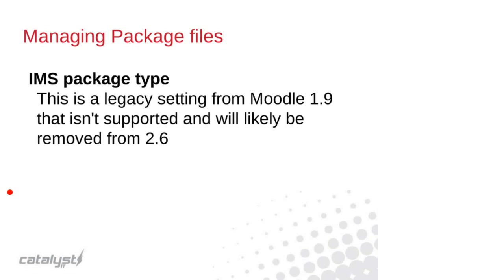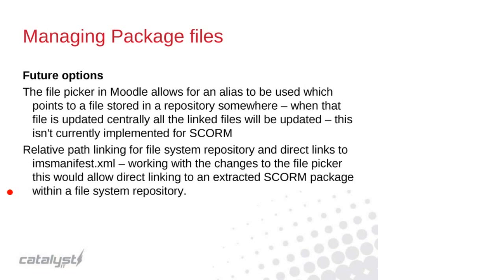Future options: the file picker in Moodle, since Moodle 2.3, 2.4, allows for an alias to be used. That means when you have a file stored in a repository in Moodle, and in Moodle 2 you can have a range of repositories that store your files, you can allow your file to be updated centrally, and the linked files will be updated. But this doesn't work for SCORM currently. So hopefully Moodle 2.6, I'm hoping, will be able to implement that as well.